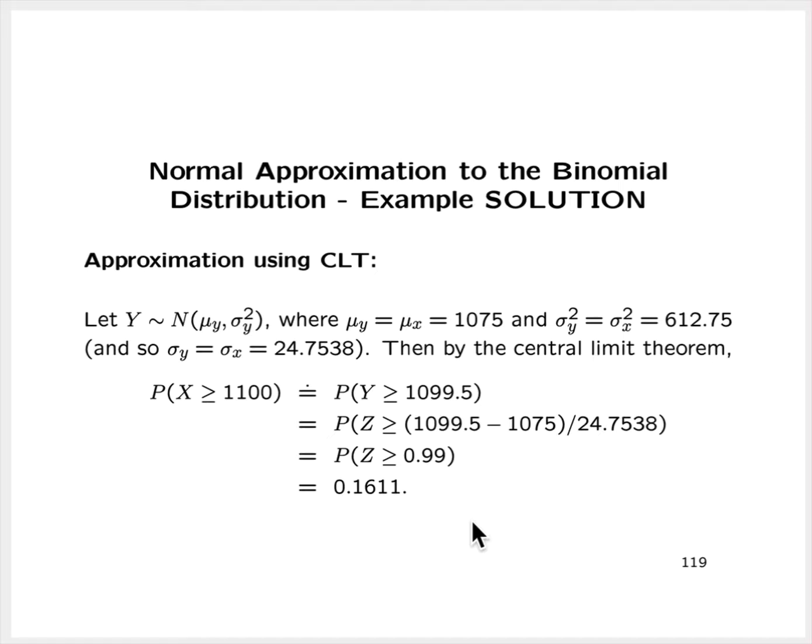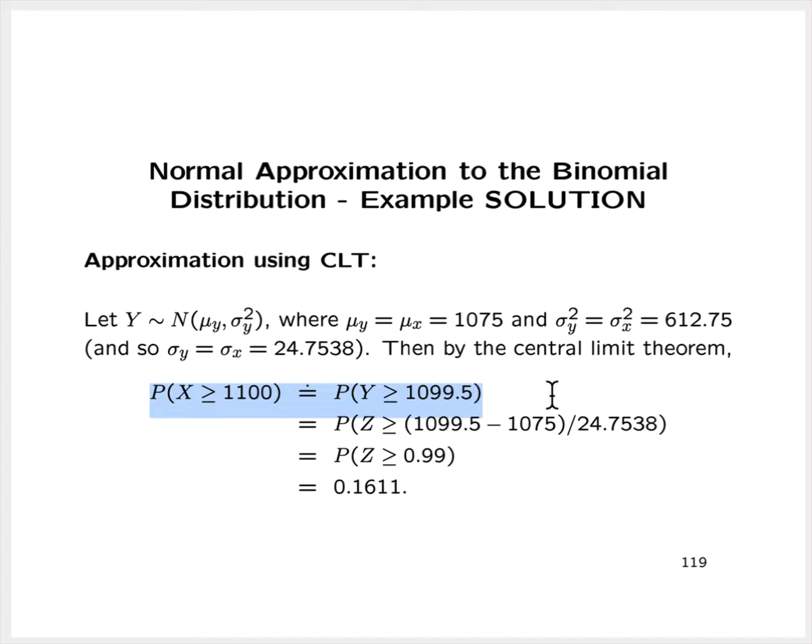Now, let's approximate these probabilities using the appropriate normal distribution. That normal distribution will have the same mean and variance as the distribution of X. And so Y is going to be normally distributed with a mean of 1,075 and a variance of 612.75, and so therefore the standard deviation of the distribution of Y is 24.7538.